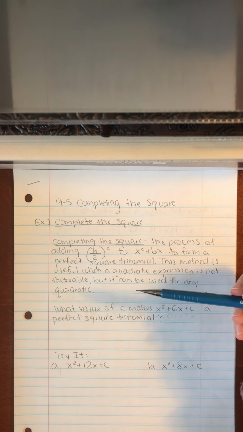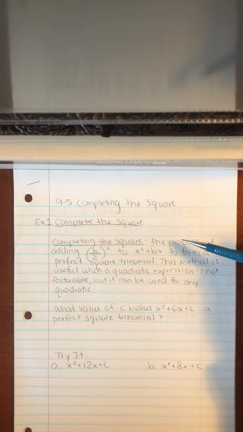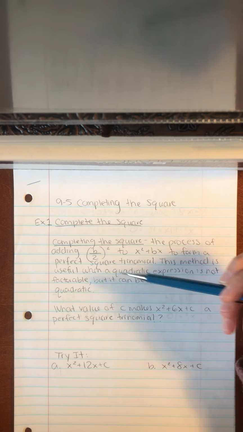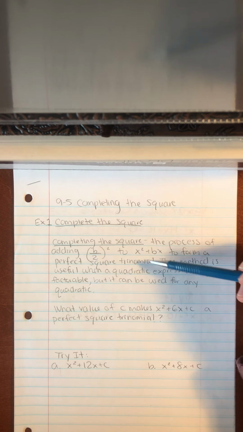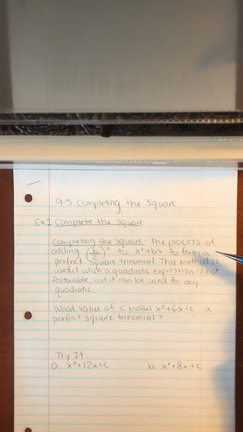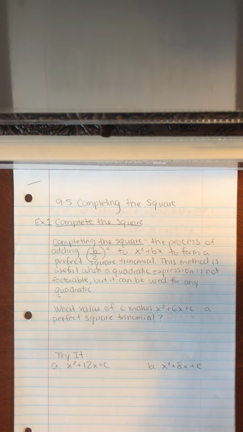Okay, so take these notes, take out a piece of paper, pause the video so you can catch up on what I have down so far. Okay, so completing the square. To review, completing the square is the process of adding (b divided by 2) squared to x squared plus bx to form a perfect square trinomial. This method is useful when a quadratic expression is not factorable, but it can be used for any quadratic.